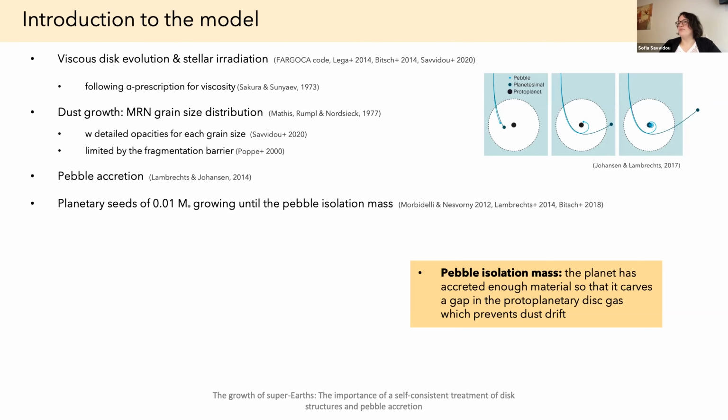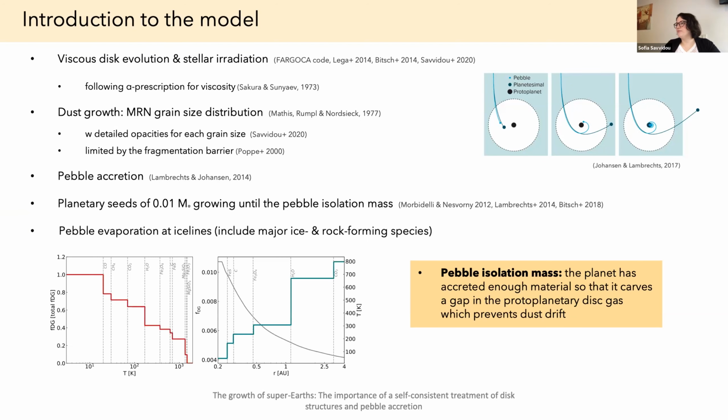These objects get attracted by the protoplanet and accreted to form larger cores, or the planet itself. In this model, we use planetary seeds of around moon masses, and those grow until the pebble isolation mass, which is the mass at which the planet has accreted enough material to carve a gap in the protoplanetary disk. This creates a pressure bump that forces all the dust exterior to the planet to be trapped there and not be accreted by the planet anymore. So it's a self-terminating mechanism for the growth of a planet.